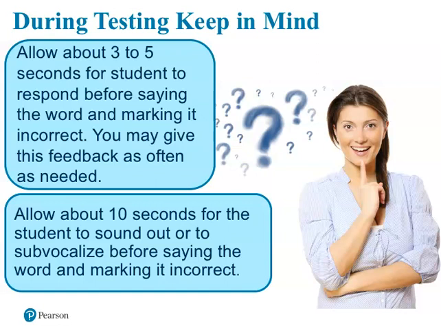When administering oral reading fluency, there are things you'll need to keep in mind. Allow 3 to 5 seconds for students to respond before saying the word and marking it incorrect. You may give this corrective feedback as often as needed. No other feedback is permitted. Allow about 10 seconds for the students to sound out or to subvocalize before saying a word and marking it incorrect.